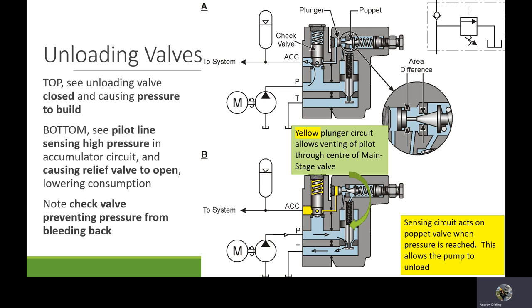On the top picture, you see the unloading valve is closed, causing the pressure to build up. On the bottom, you see the pilot line sensing high pressure in the accumulator circuit and causing the relief valve to open, lowering consumption. And again, notice that check valve that prevents backflow to the pump and keeps the system charged on this end.